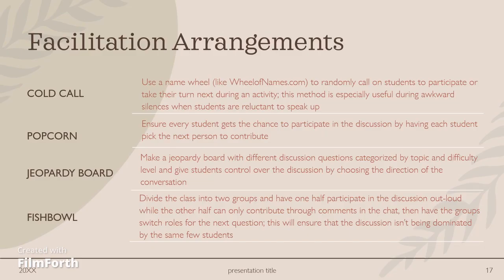One method to ensure different voices are being heard during each discussion is to use the cold call method. So you can have a random name wheel prepared before class, and if there's a lull in the conversation where no one is speaking up, you can spin the wheel to randomly call on a student. Or you can use it to choose who takes their turn next during an activity or to share their response. You can also use the popcorn method, where the instructor chooses the first student to talk, maybe by using the name wheel, and then each student chooses the next student to talk after they're done sharing.